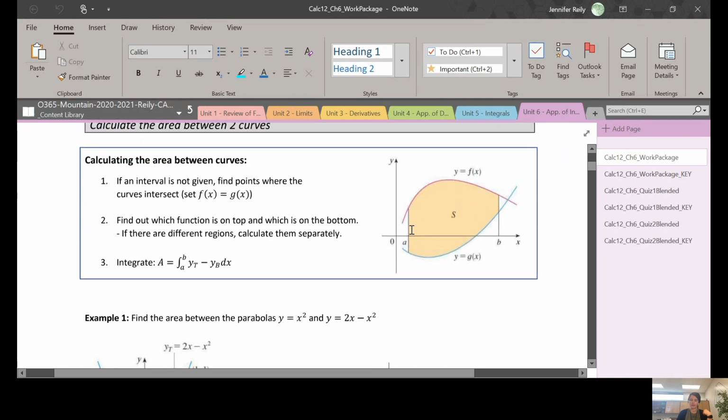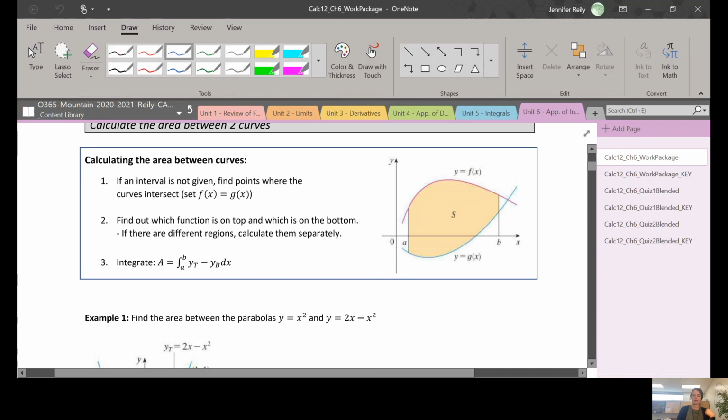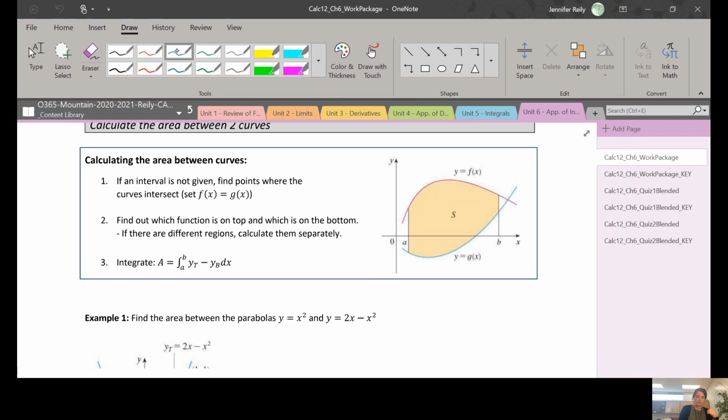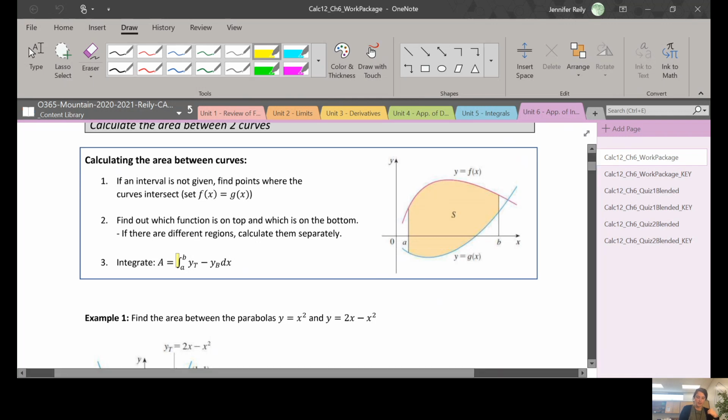So like in the box here, it kind of shows an example. Let's say we had the red curve, which is labeled f of x, and the blue curve, which is labeled g of x. If we want to find that yellow area that's shaded in between from A to B, then what we simply do is we integrate from A to B the top function minus the bottom function. So we label yt for the top function and then yb for the bottom function.